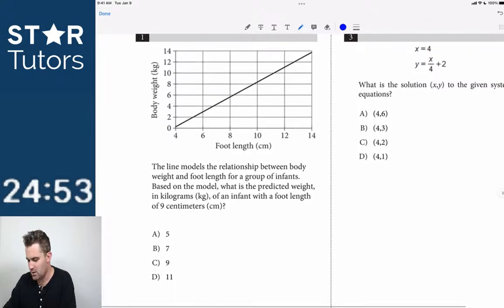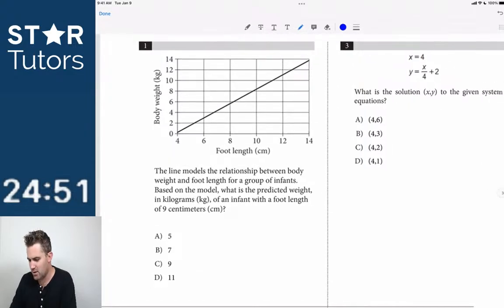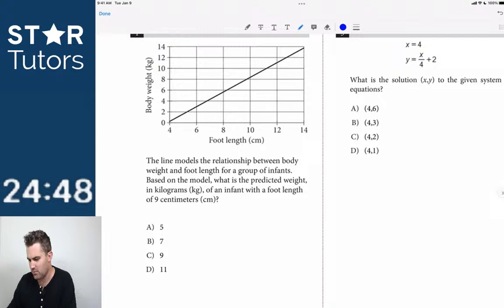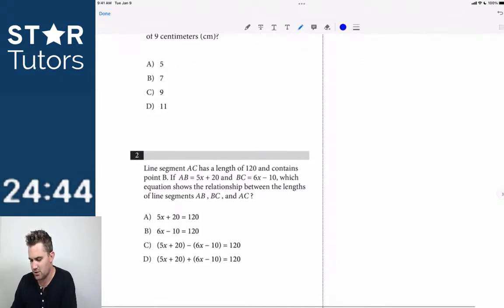So pretty easy looks like to start. I think it's a line, right? Just be really careful. You know what? I'm going to skip this one just because it already starts. I'm going to skip number 2.